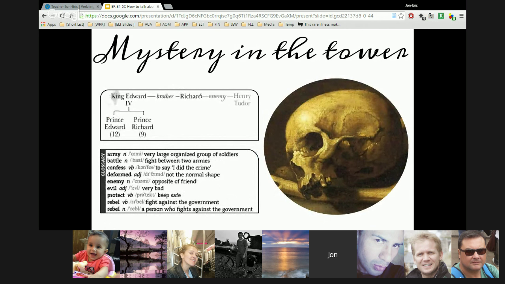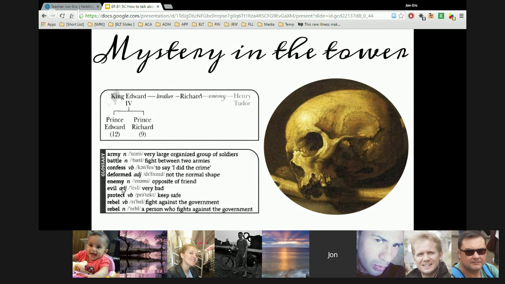Okay, you can take a quick look at the lineage of the people in the story. You've got a few important keywords there. Take a quick look. Actually, Mr. Antonio, could you just read through the glossary? Just the words. You don't have to read the definitions, but let's just read through the list of words because I want you to use these when you tell a similar story. Could you read through the list for me? Okay. Army, battle, confess, deform, enemy, evil, protect.